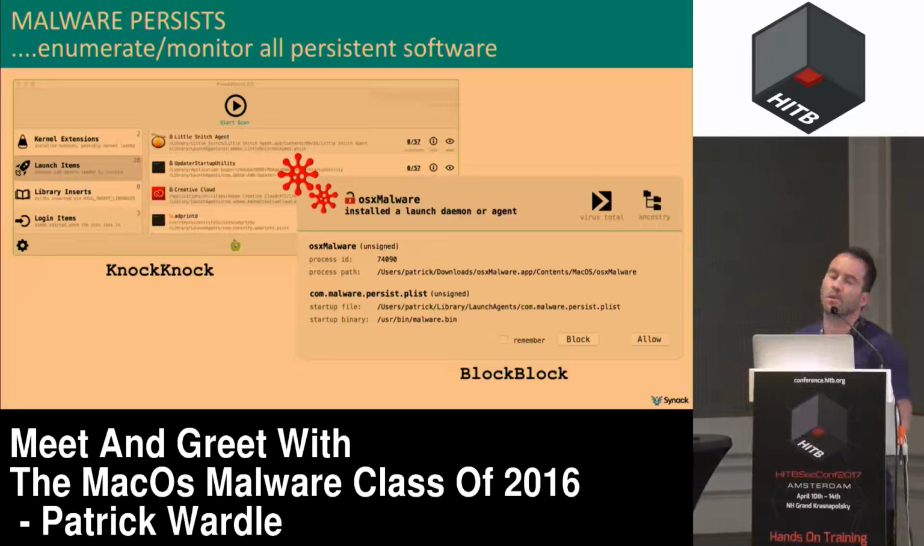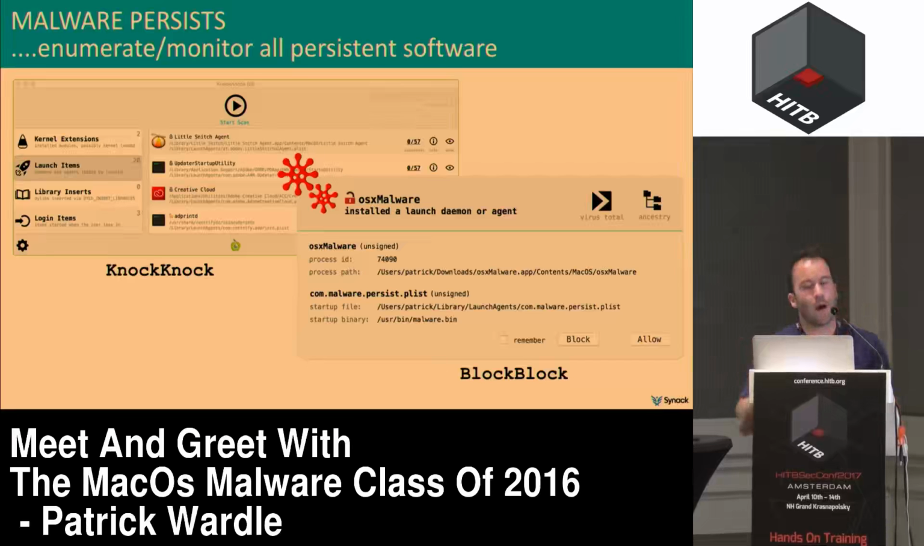So again, persistence is the way that Mac malware ensures that it's re-executed every time the system is rebooted. So I wrote 2 free tools. The first one is called Knock Knock, and it's basically Autoruns, but on Mac. Autoruns on Windows shows you everything that's set to automatically start on your computer. Knock Knock tries to do the same thing on Mac. So it'll show you, for example, all launch agents, login items, kernel extensions, etc.